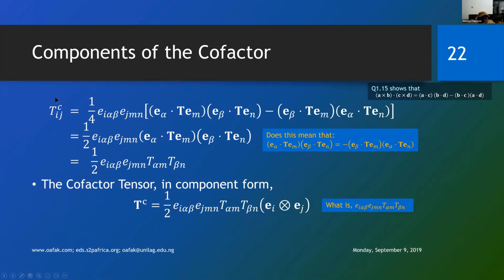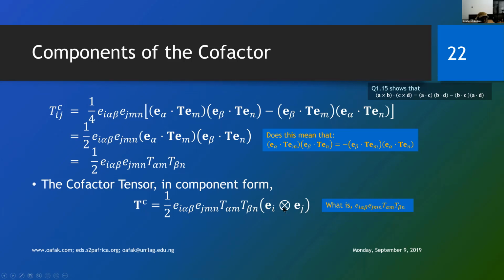And at the end of the day, T I J C is equal to half E I alpha beta E J M N T alpha N T beta N. So these are the components of the cofactor in terms of the components of the original tensor. So we can therefore say the cofactor tensor in component form is T C is equal to half E I alpha beta E J M N T alpha N T beta N, E I circle times E J.